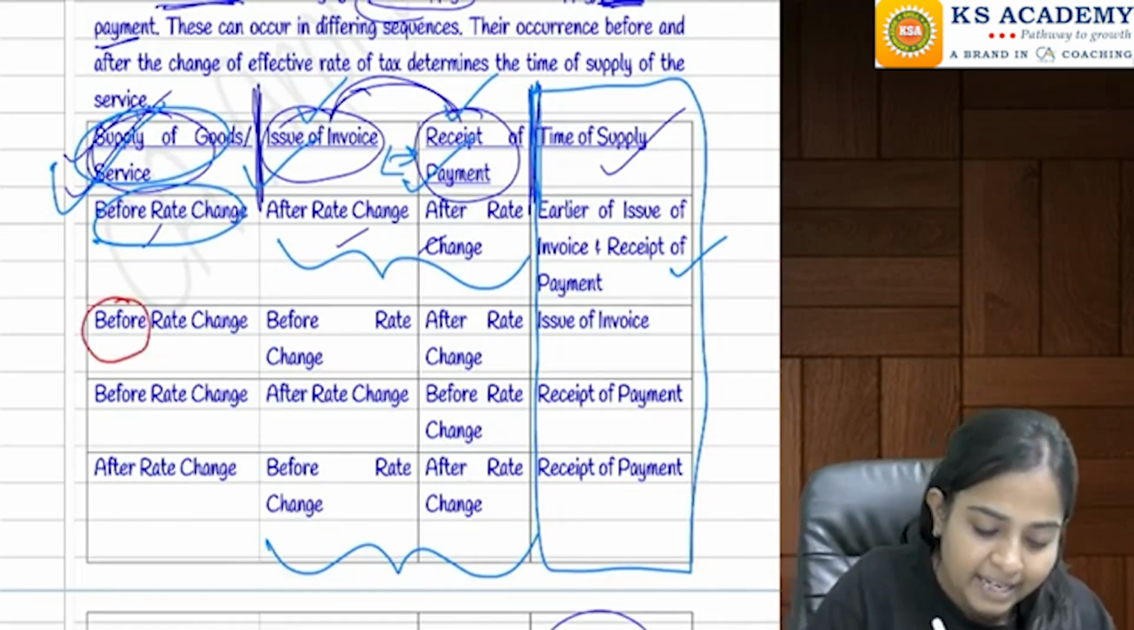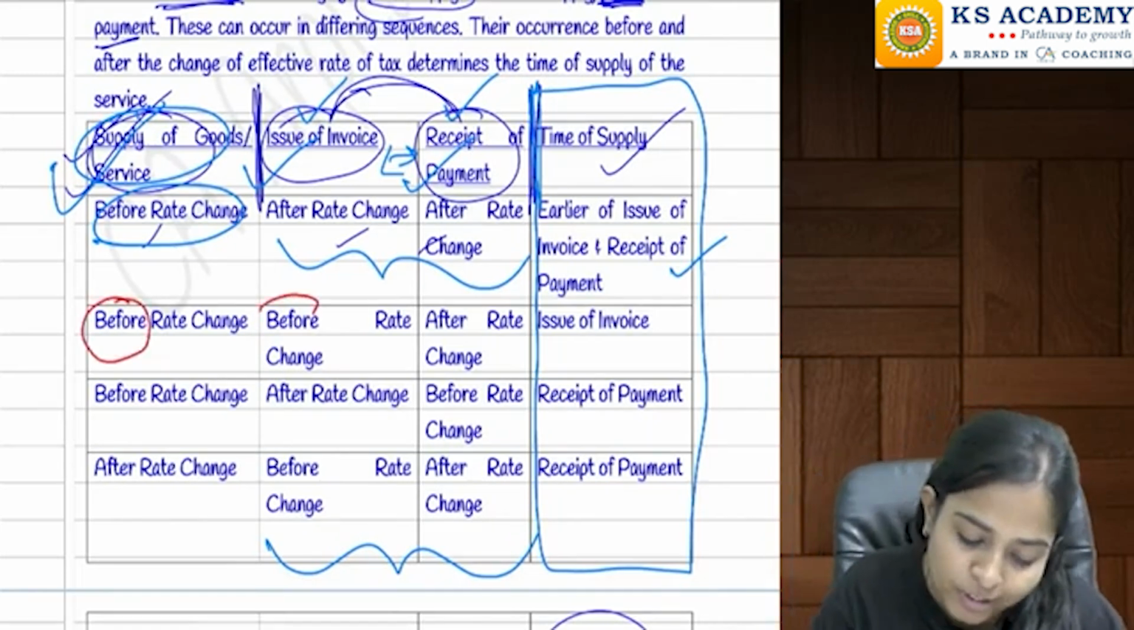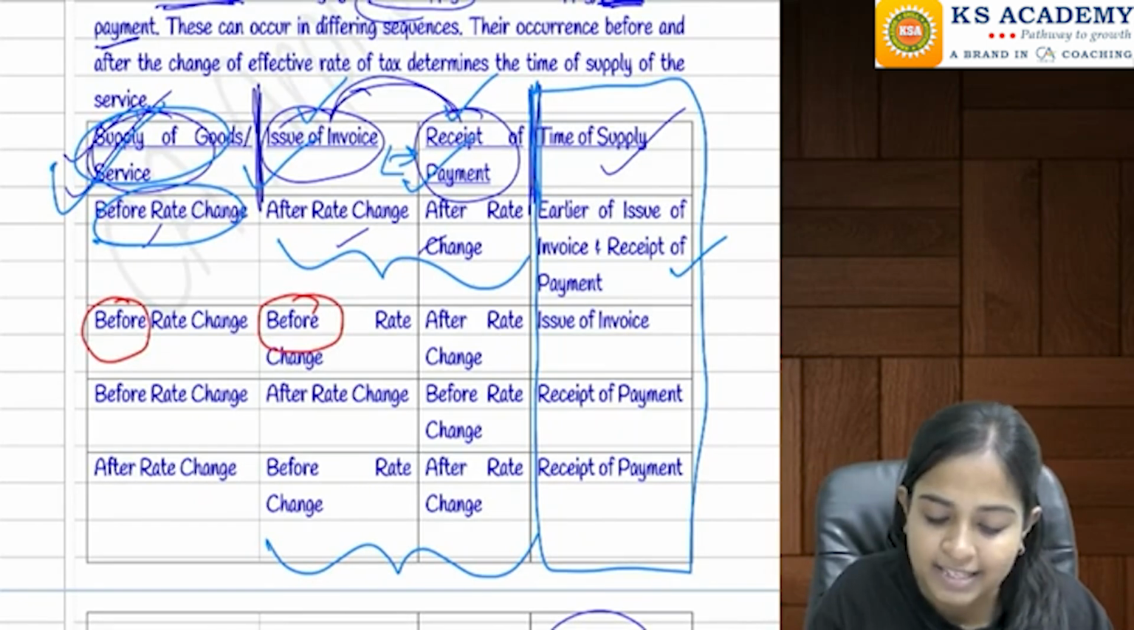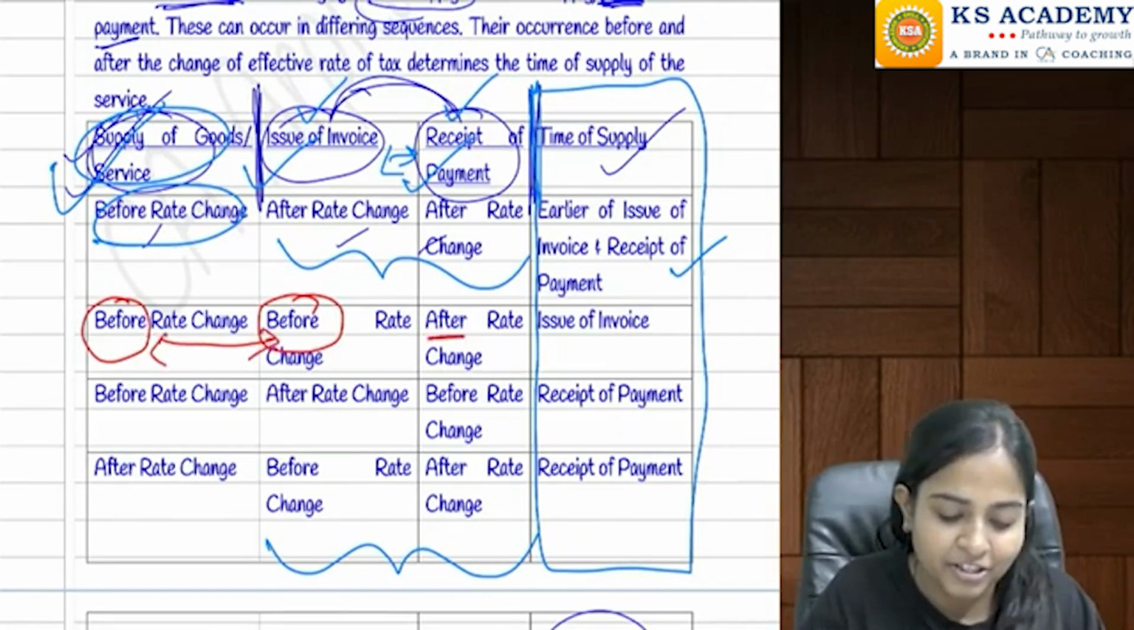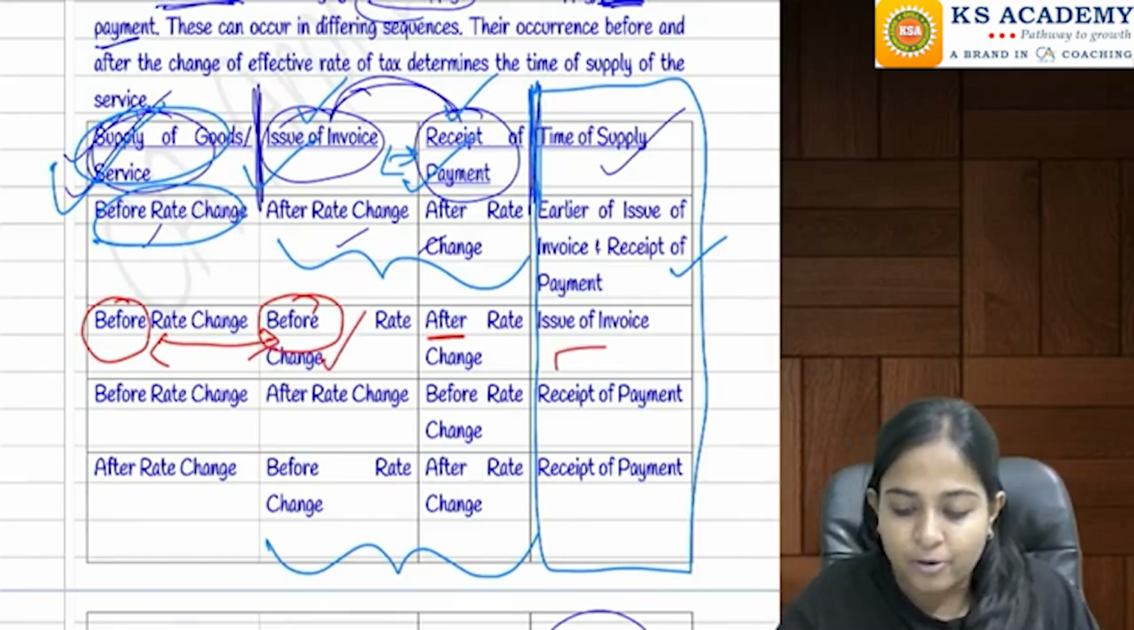Now let's say supply is before. Issue of invoice is also before. Can we say these two have matched, and this is after? Yes, these two have matched in this case. So in that case, time of supply will be the issue of invoice. Are you clear with this?